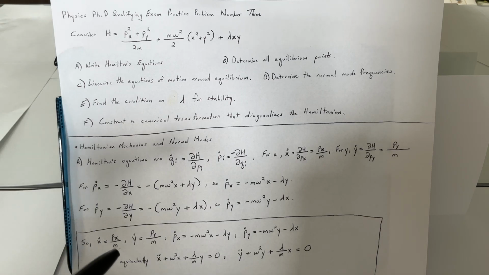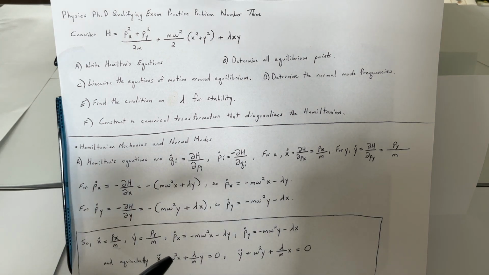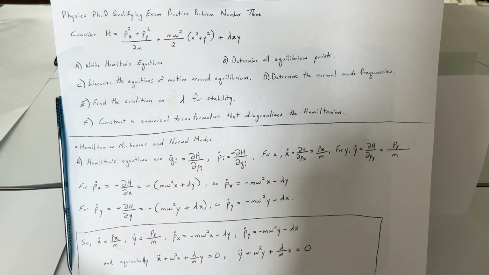x dot equals p_x over m, y dot is p_y over m, and p_x dot equals negative m omega squared x minus lambda y, and p_y dot equals negative m omega squared y minus lambda x. Equivalently, x double dot plus omega squared x plus lambda over m y equals 0, and y double dot plus omega squared y plus lambda over m x equals 0.